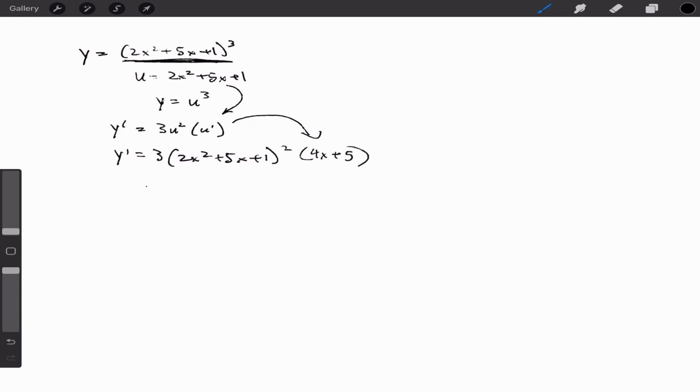And now we have to put it all together using the chain rule. Actually apply the chain rule. We would write dy over dx is equal to 3 times 2x squared plus 5x plus 1 whole squared times, in brackets, 4x plus 5.